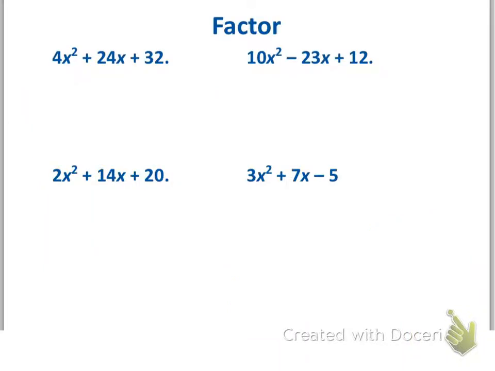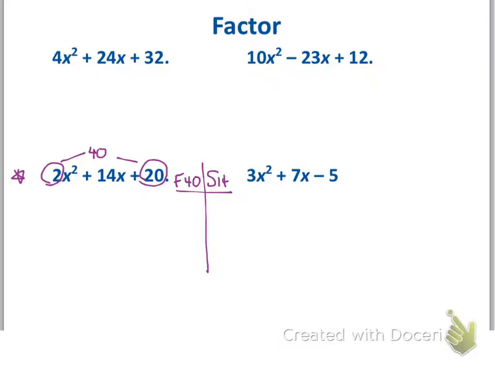All right, I'm going to start with this one down here. I'm worried I might run out of space on the top one. So we're looking at 2x squared plus 14x plus 20. So the first thing we do is we take the first number and the last number and we multiply them together. That gives me 40. So I'm looking for factors of 40 that add up to 14.